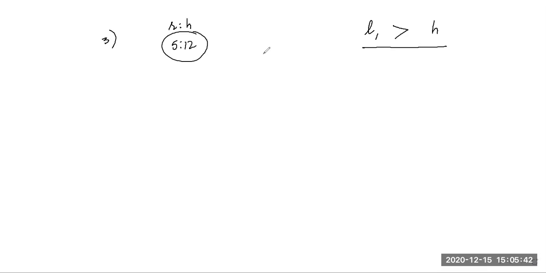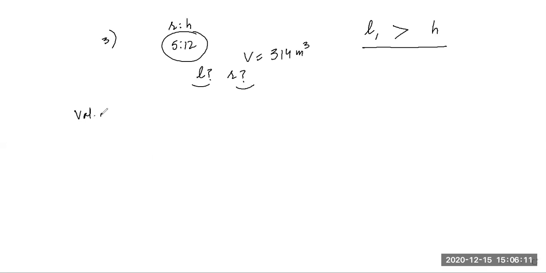He says the radius and height are in the ratio of 5 is to 12. If its volume is 314 meter cube, this is the volume of the cone, then find its slant height and radius. Find L and find R. We have to find out both. So how we will do this, students? Very simple. Volume of the cone.